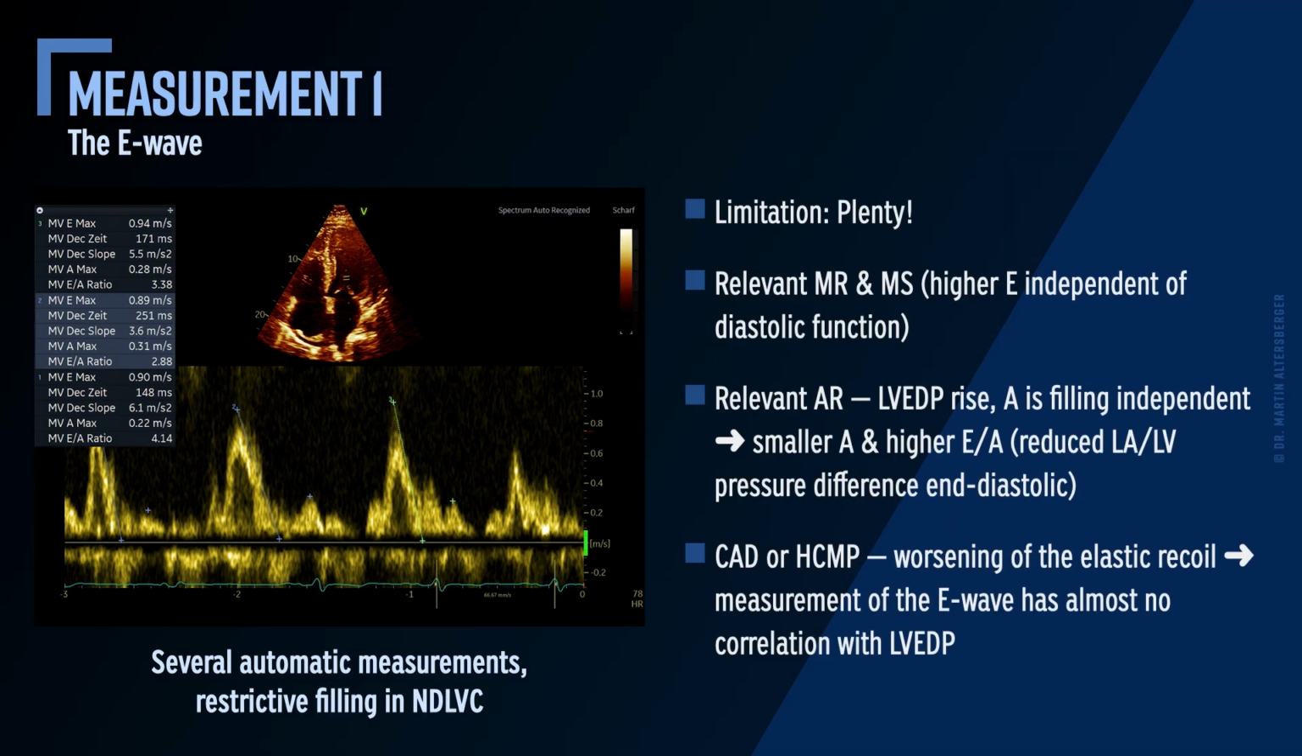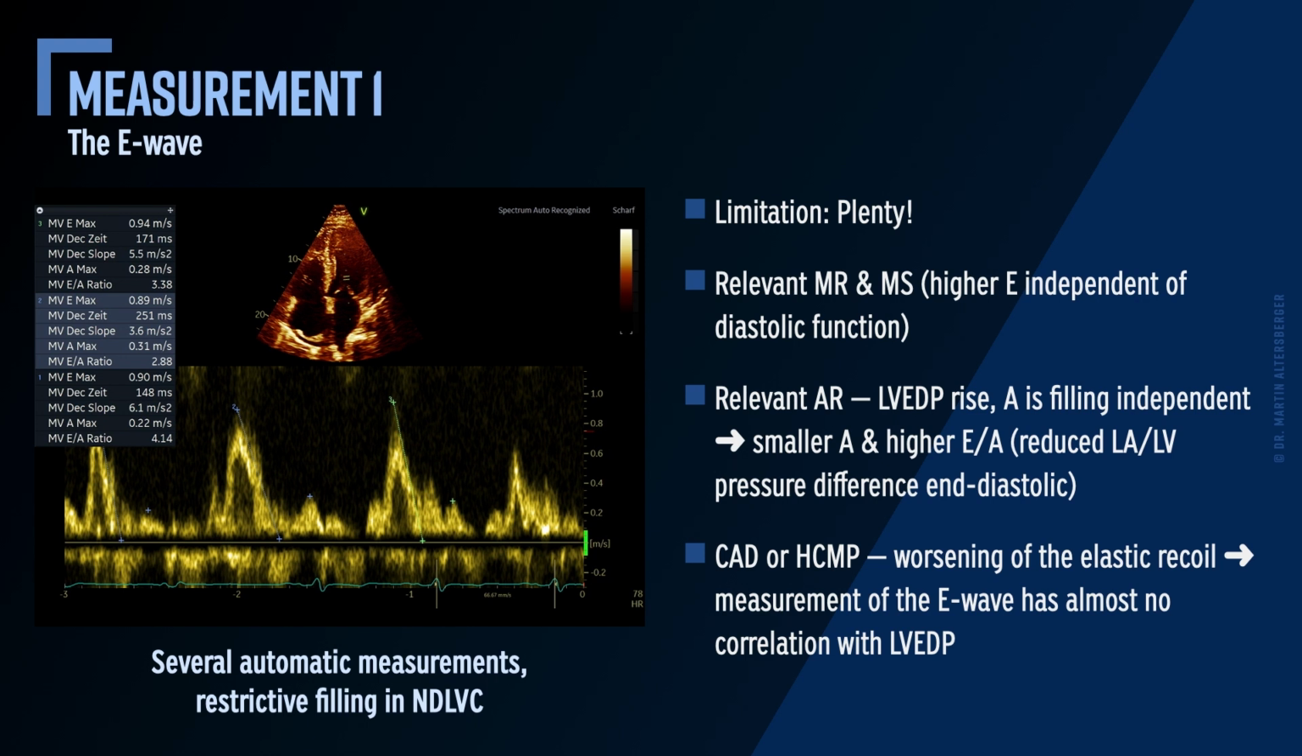If you have a relevant MR and a relevant mitral stenosis, the higher E is independent of diastolic dysfunction, because with mitral regurgitation you need the volume being pushed into the left ventricle, because there is also volume lost from the ventricle during systole due to mitral regurgitation into the left atrium. In MS, you have, of course, a gradient because of mitral stenosis, so it doesn't denote elevated filling pressures per se. If you have a relevant aortic regurgitation, also left ventricular end-diastolic pressures rise.